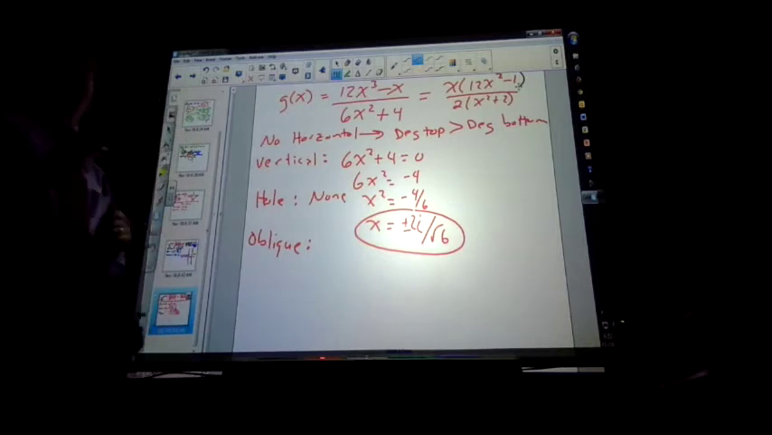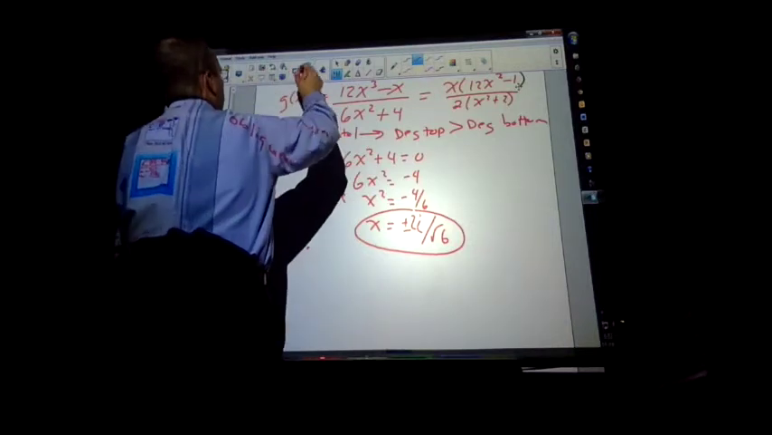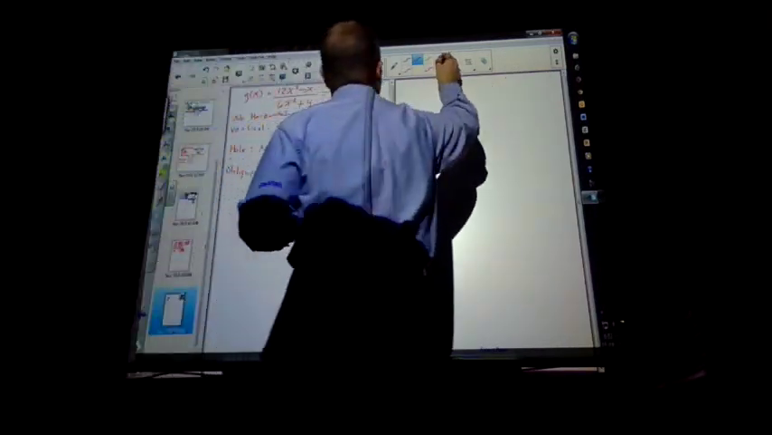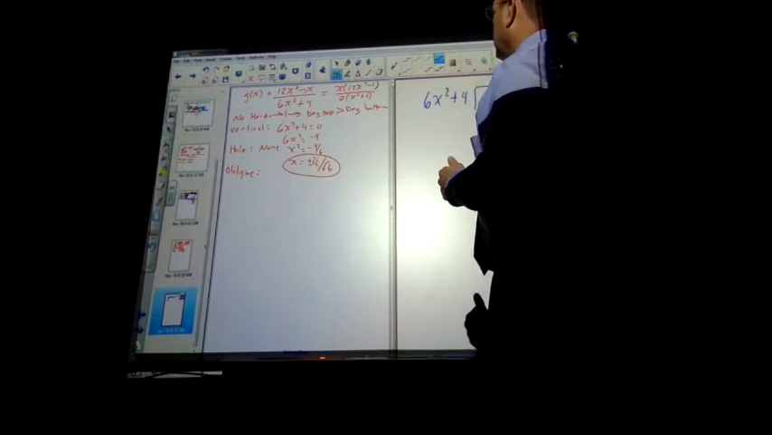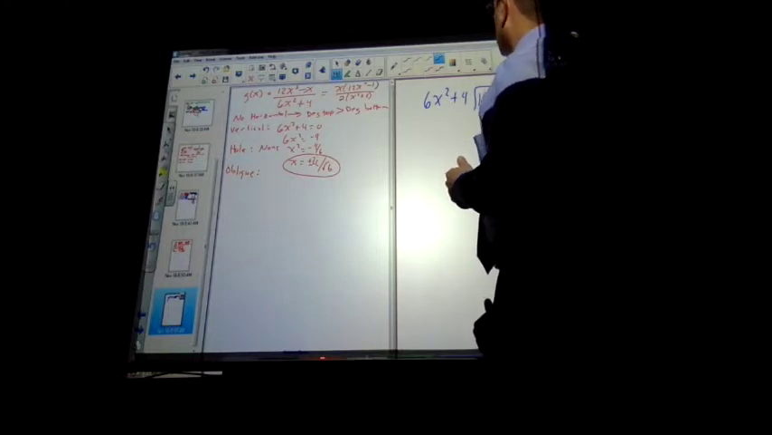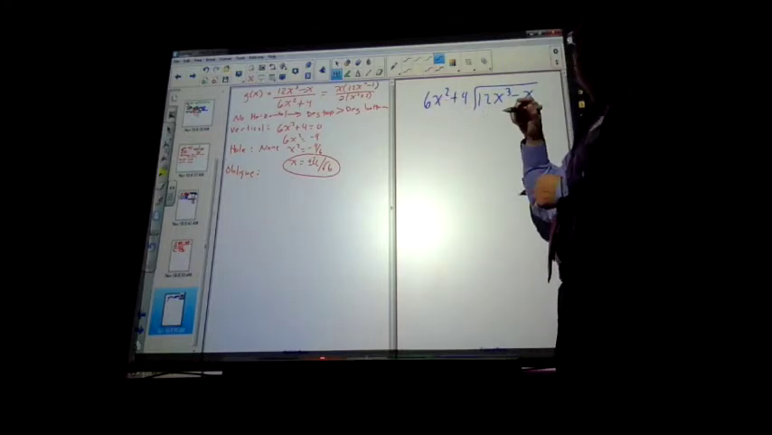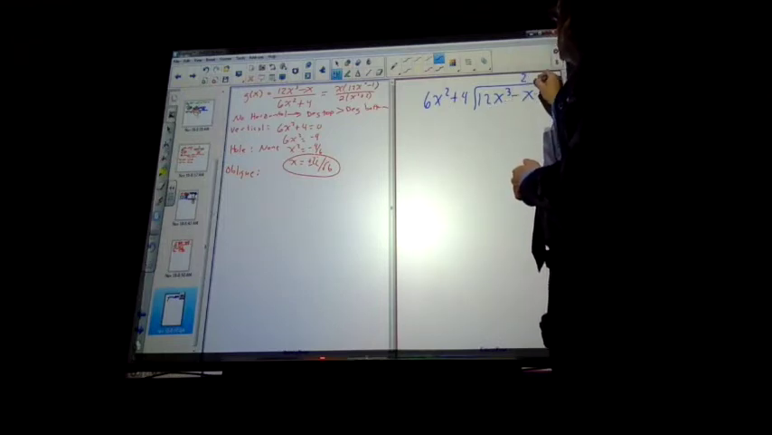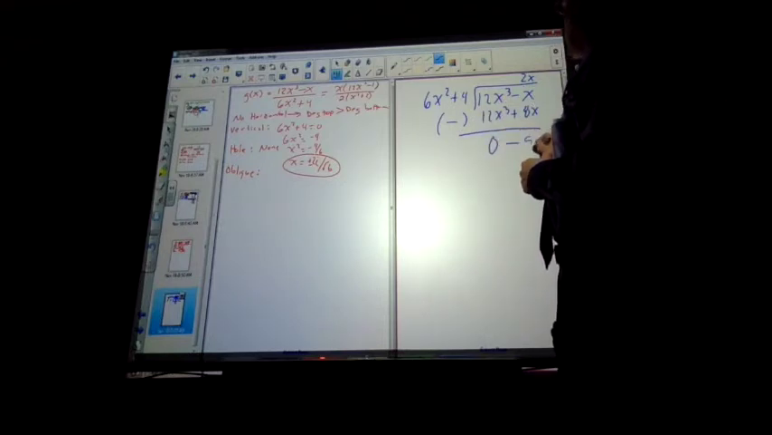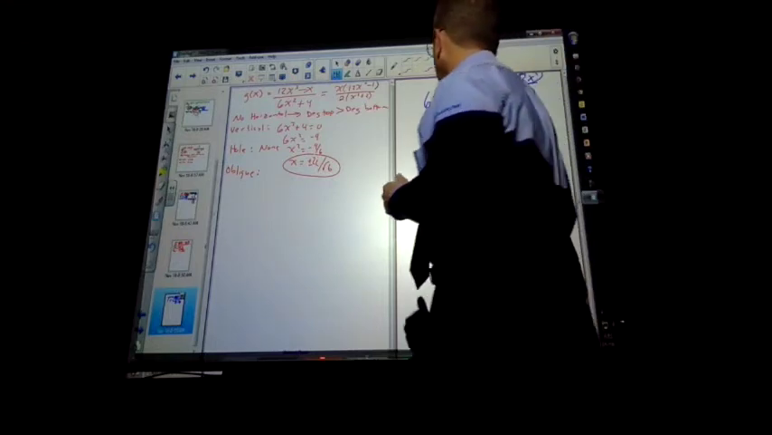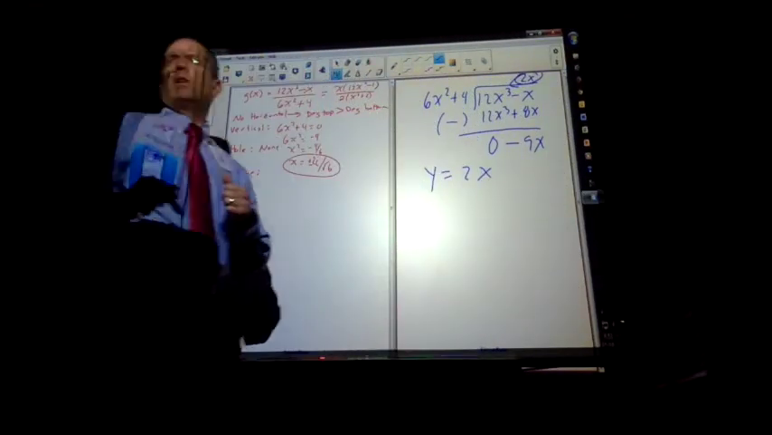An oblique takes place when the degree on top is greater than the degree on bottom. What you're going to do here is take the bottom, 6x squared plus 4, and go into the top. So what do I have to multiply times 6x squared to make it 12x to the third? 2x. 2x times that is 12x to the third plus 8x. I guess I can subtract. So that's 0 minus 9x. So this right here, y equals 2x, is my end behavior asymptote.